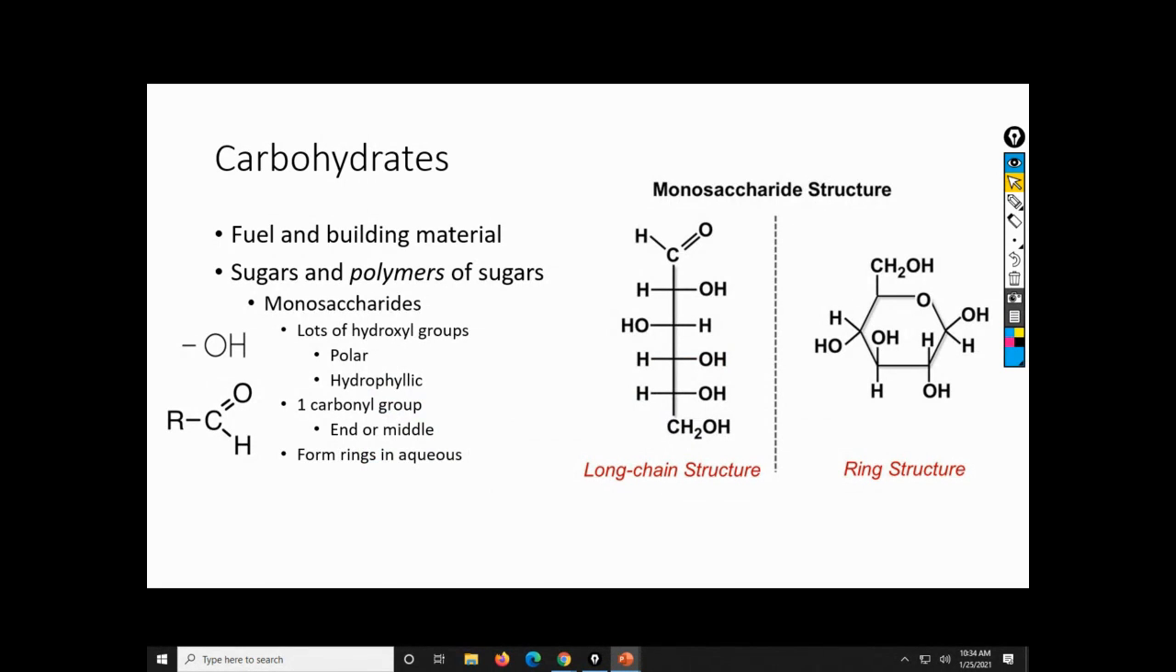And so how can we recognize our carbohydrates? Remember I said we would use the word saccharide a lot. Well, here we see it.